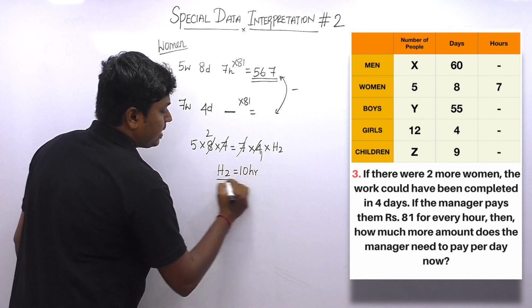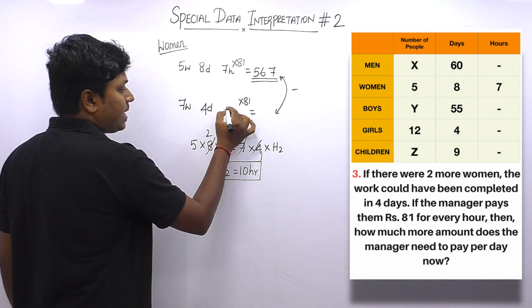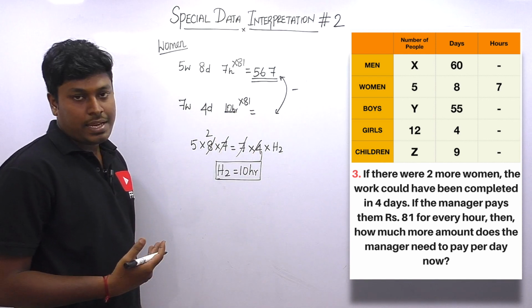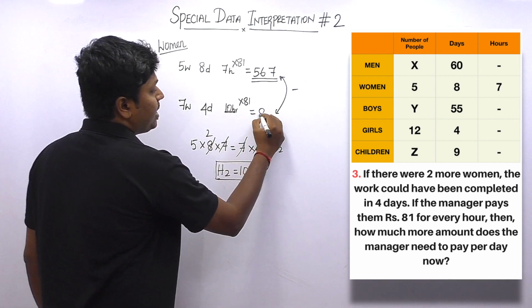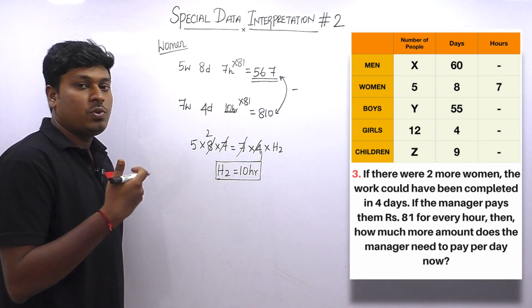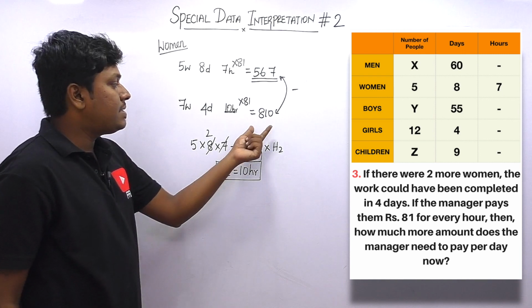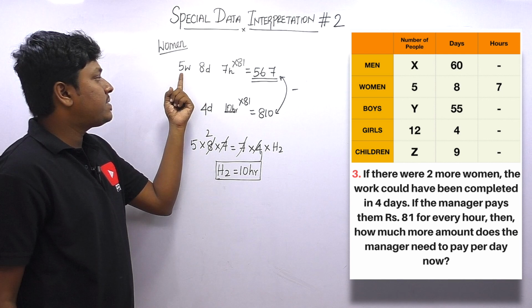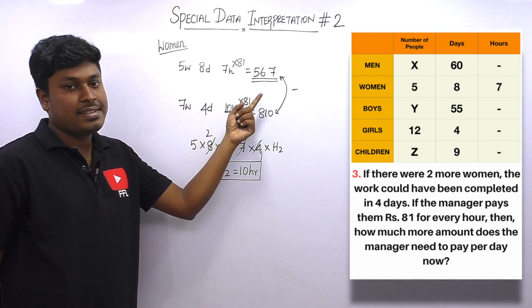So 10 hours. So finally, according to the question, we have found that in case number 2, it takes 10 hours. And for every hour, the manager is giving 81 rupees. So 10 into 81 will be 810. So because of 2 more women added, the manager is spending 810 rupees per day. And by using the earlier case, with 5 women, the manager is spending 567 per day.